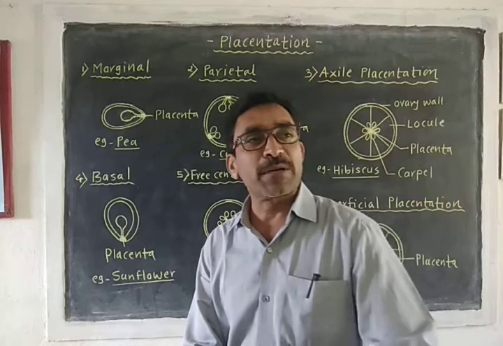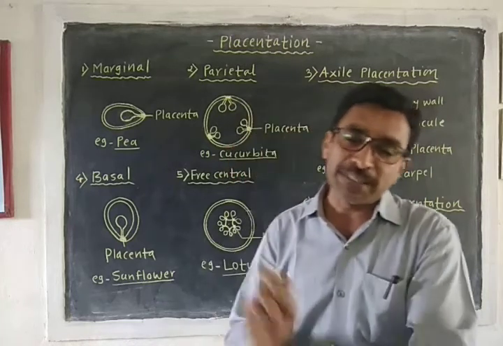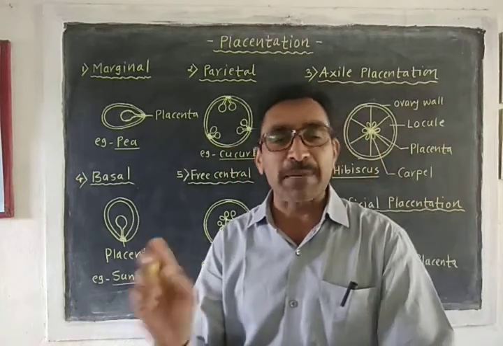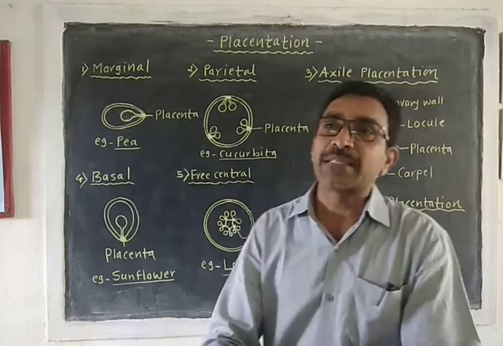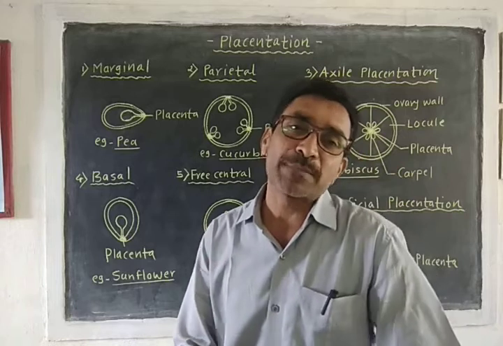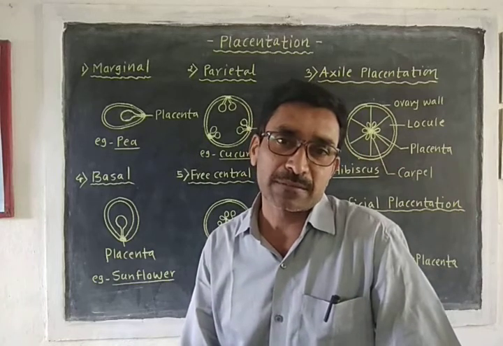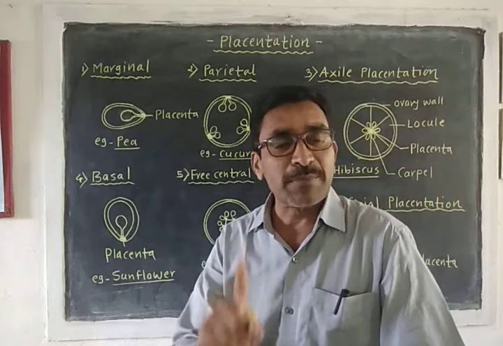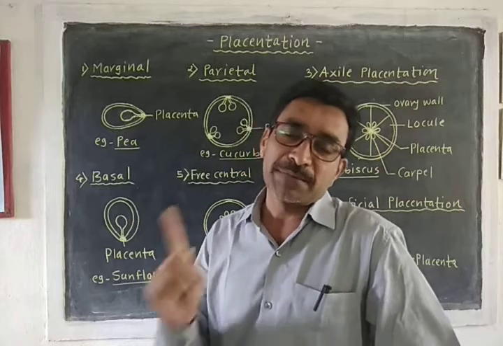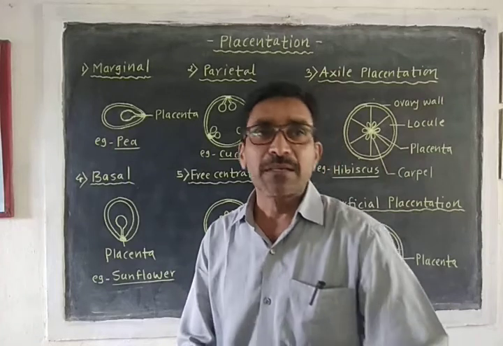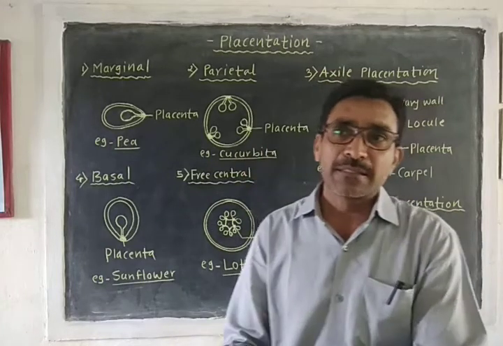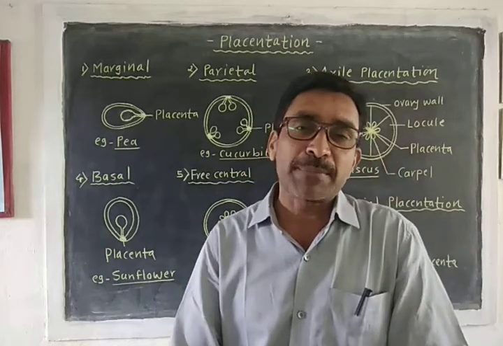The mode of arrangement of ovules or carpels within the ovary is called placentation. This is the simple definition of placentation. Placentation is nothing but the mode of arrangement of ovules or carpels within the ovary. We know that the ovules or carpels are present in the ovary.